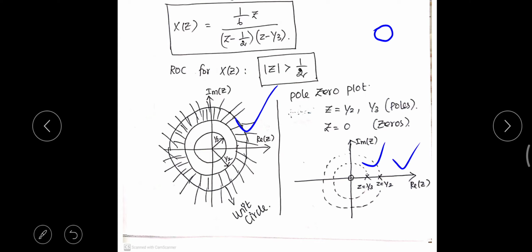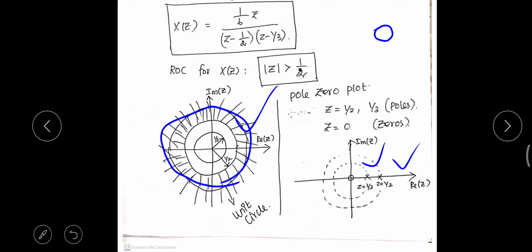Now sometimes they may ask you to find the stability of the system. Even though we are discussing signals, they may ask you to find the stability of the system with respect to the ROC. While plotting the ROC, we have to check whether the unit circle lies in the ROC. Now check our ROC. Where is my unit circle? So this is my unit circle.